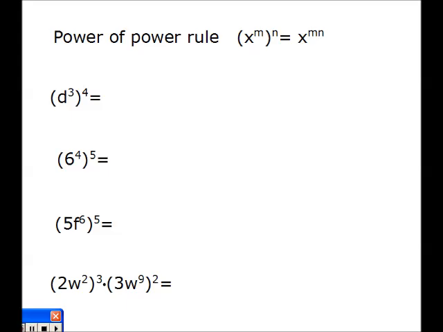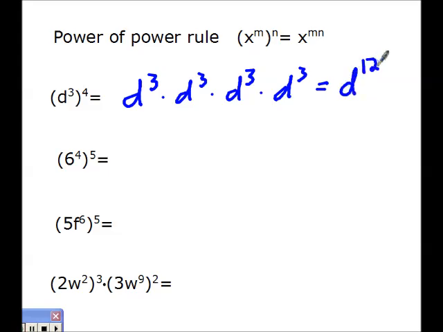And here's a brief explanation why. Here's an example: d to the third to the fourth. To bring something to the fourth power means to multiply 4 of them. So this is what d to the third to the fourth means. We learned in our last lesson that when you're multiplying powers with the same base, you can simply add the exponents. Well, 3 plus 3 plus 3 plus 3 equals 12. So this is d to the 12th. Notice that 12 equals 3 times 4. This is why this works.